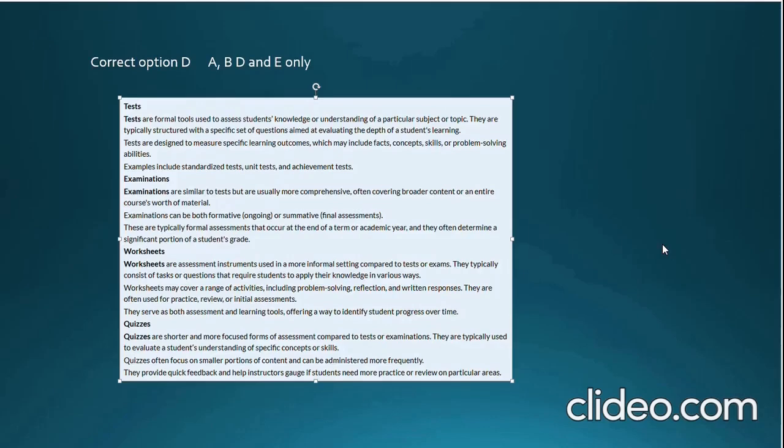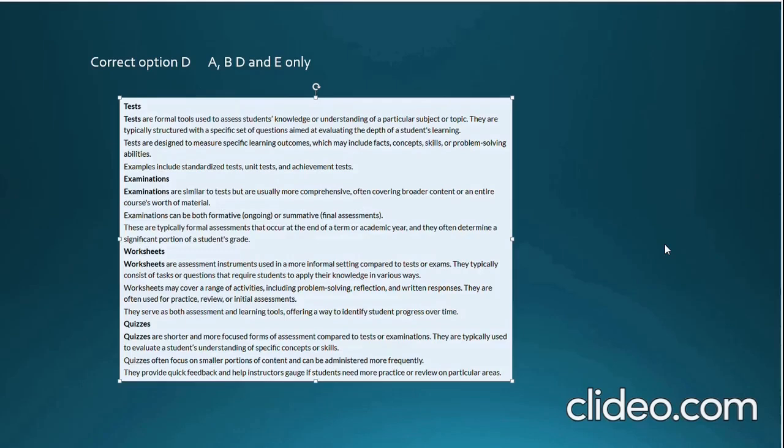Worksheets are assessment instruments used in a more informal setting compared to tests or exams. They typically consist of tasks or questions that require students to apply their knowledge in various ways. Worksheets may cover a range of activities, including problem solving, reflection, and written responses. They are often used for practice, review, or initial assessments. They serve as both assessment and learning tools, offering a way to identify student progress over time.